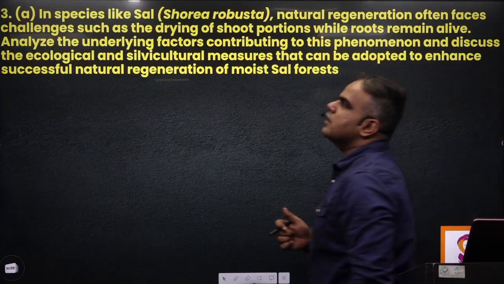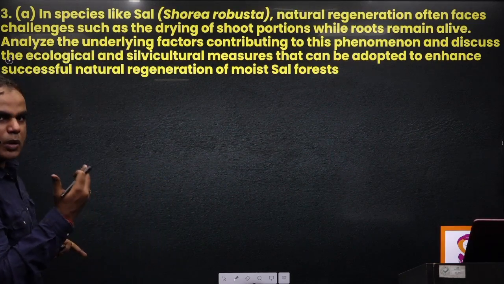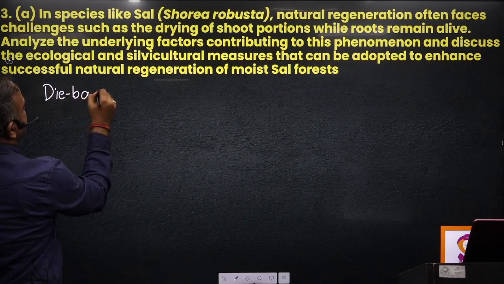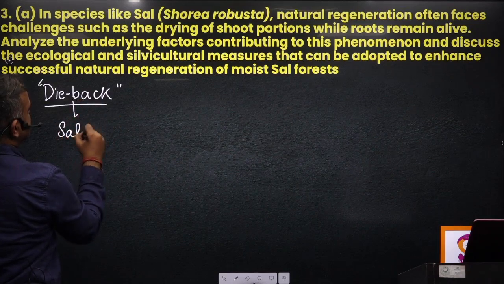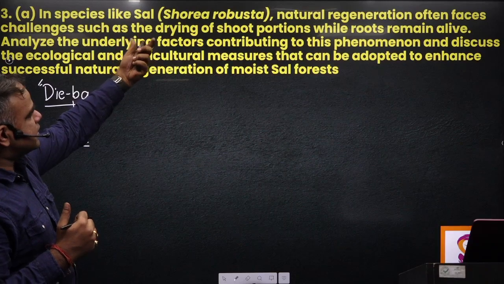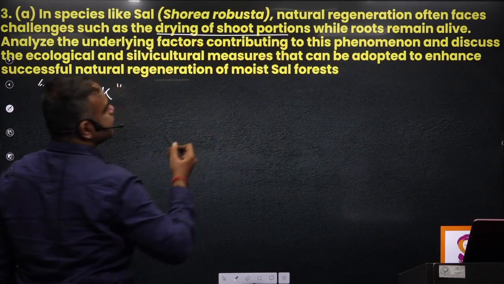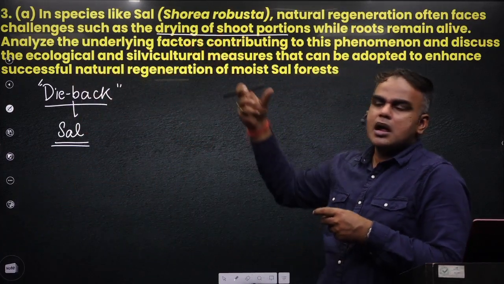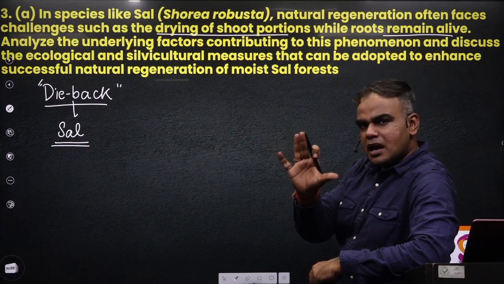Now this question 3A, for example for Shorea robusta, this can be asked to you as an explanation. What they're asking you is the dieback phenomena. This question has already mentioned that dieback is happening in sal, that is Shorea robusta. So what actually happens? In species like sal, natural regeneration often faces challenges like drying of the shoot portion while the roots remain alive. If you are asked to define dieback, this is the definition: the shoot portion often dries up whereas the root portion remains alive.